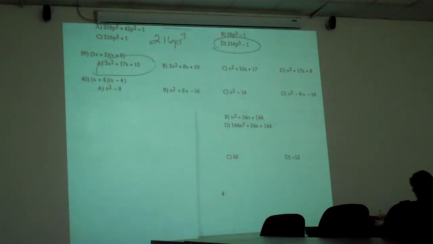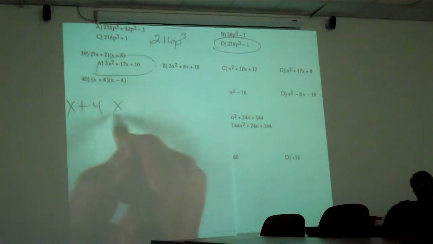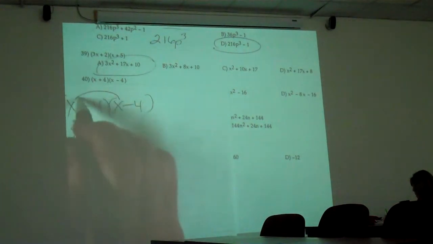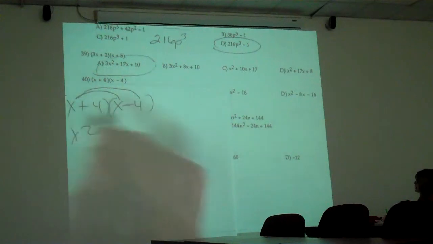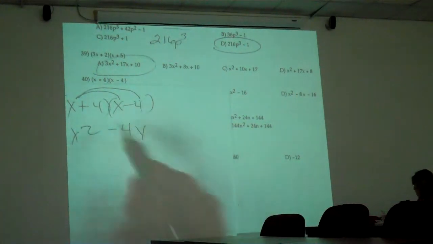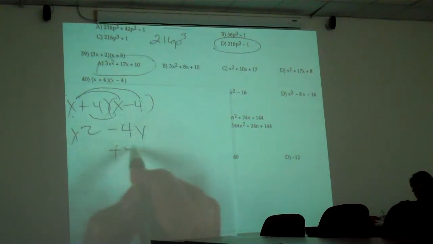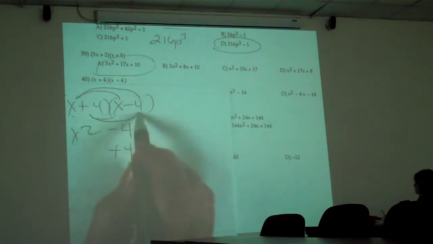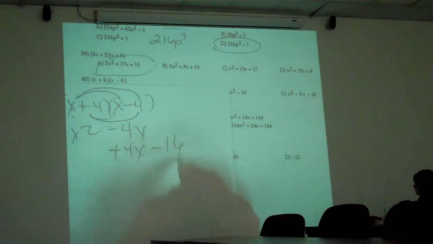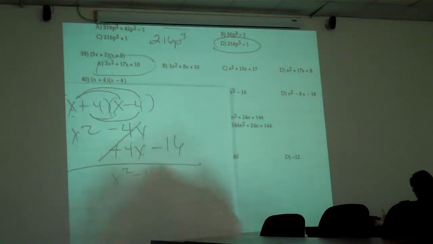x plus 4, x minus 4. Okay, first times first, x squared. Outer terms, x times negative 4, negative 4x. Positive 4 times x, positive 4x. Last times last, positive 4 times negative 4, negative 16. Middle term cancels, you have x squared minus 16.